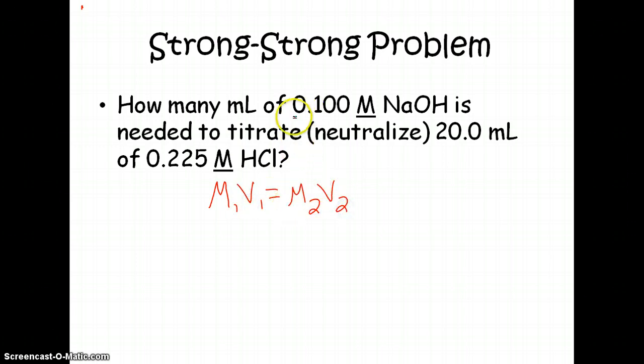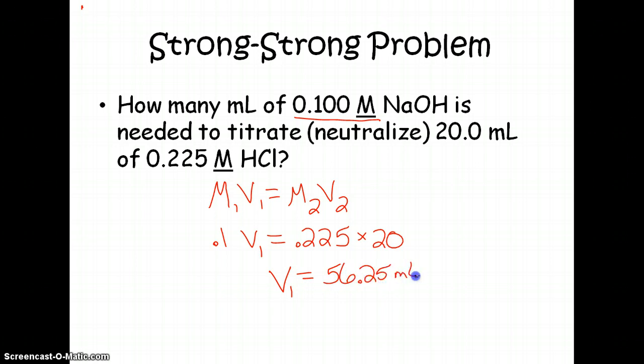All right, so this is the first concentration. So we have 0.1, and we're looking for the volume of that we would need to neutralize this second concentration of HCl, and we have 20 mils of it. Okay, so when we work this out and solve for V1, I get 56.25 milliliters of NaOH would be needed. Okay, so that's the total volume to get to equivalence.